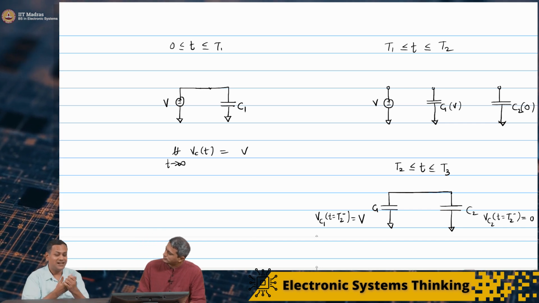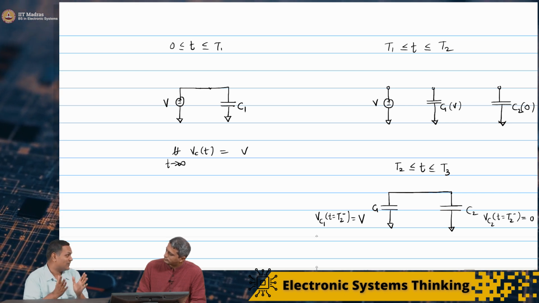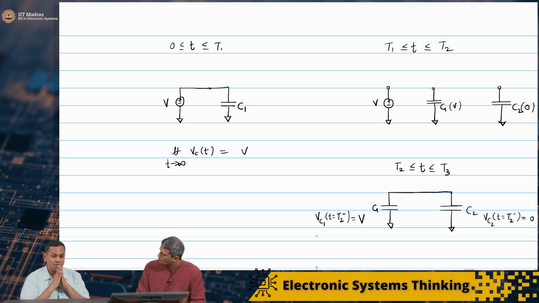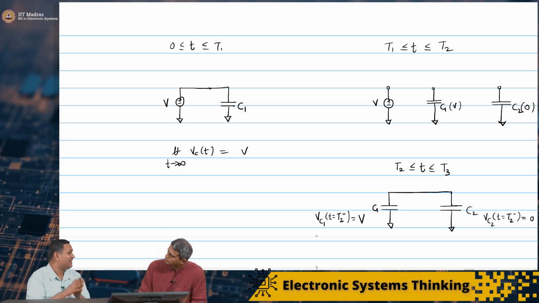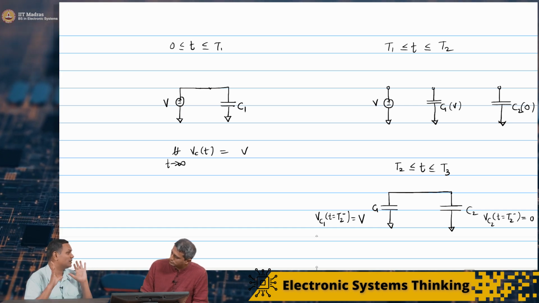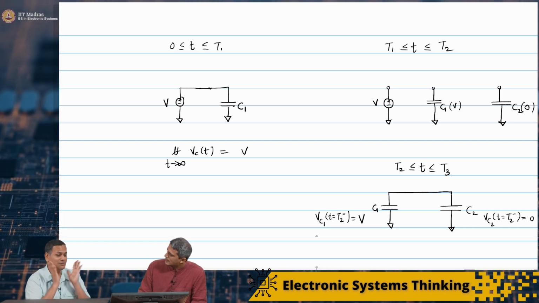So the minute I connect them up, clearly KVL has to be satisfied. The circuit is going to behave such that KVL is satisfied. So I would expect that eventually after a long time, they should have the same voltage across them once you reach steady state. That much I can tell.